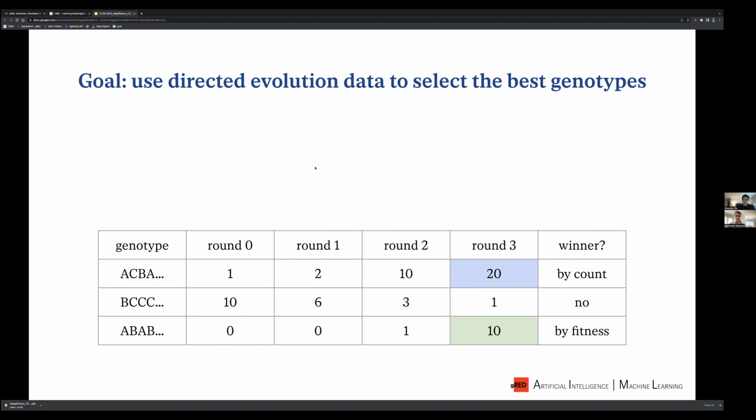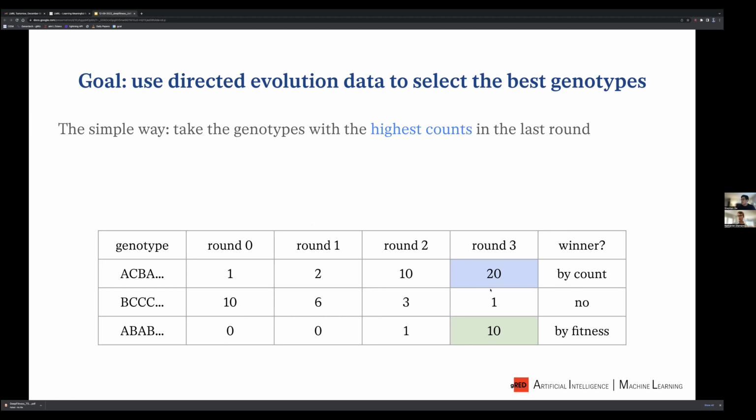So our goal is going to be to use that data to infer which is the best genotype, or what are the best genotypes, because we'll try to select a lot of them. The most simple way to do it is to just take the genotypes that have the highest count in the last round. So that would be this blue box in this example data. And it turns out that this is what many biologists and chemists do, basically just relying on the strength of the directed evolution experiment.